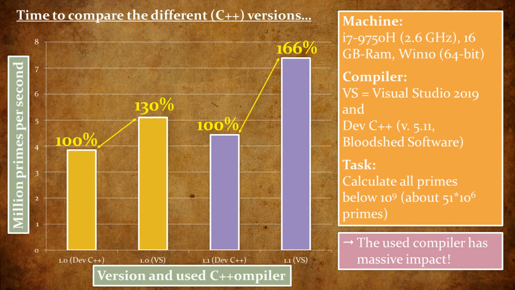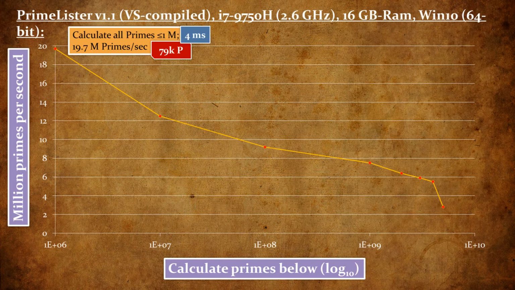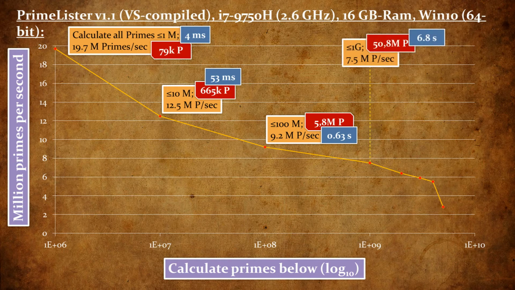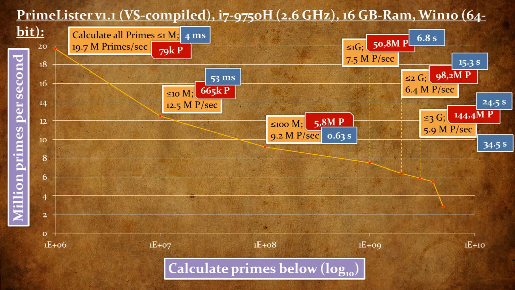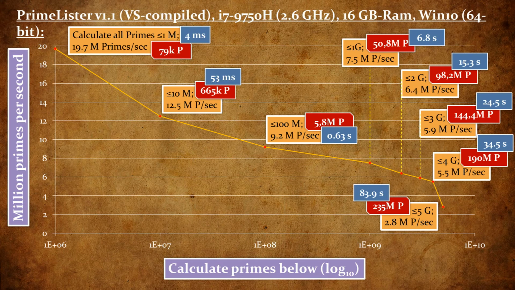Now we take our prime lister 1.1, compile it using Visual Studio and run a last speed test. And here we go. All primes that are smaller than 1 million are computed in just 4 milliseconds. 79,000 primes computed at a rate of almost 20 million primes per second. Calculating all the 190 million primes that are smaller than 4 billion brings us to the hardware limit of my machine. But we still calculate at a rate of 5.5 million primes per second.